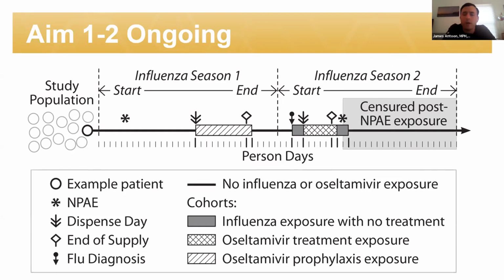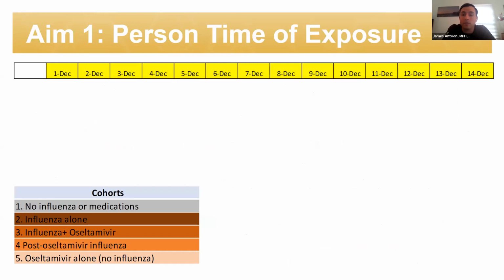And so for this project, we're in the process of assigning every day for each child a cohort assignment of being exposed to oseltamivir or not. And this is called assigning person time, which a lot of us don't do. So I'll talk a little bit about how this is done. So say we have 5 cohorts of exposure. One is not having an influenza infection and not having any medication use, so sort of the baseline nothing.